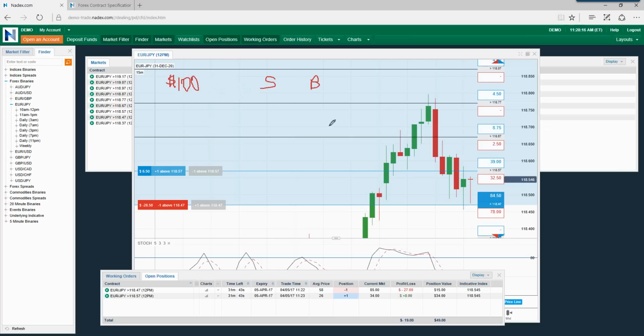Now, let's look at how those values are calculated, okay? If you're looking at a binary, for example, if we look at this, I'm going to graph this one, okay? Right now, the value on the sell side is down here at 31.50, okay? On the buy side, it is at 40, okay?